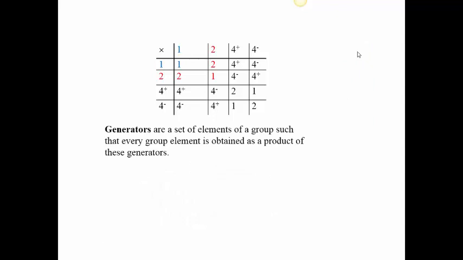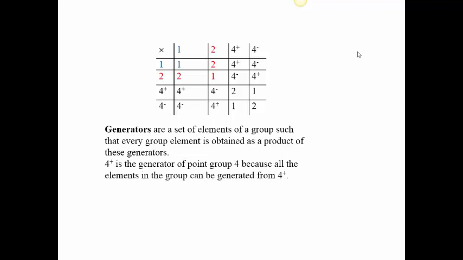Okay, generators are a series of elements of a group such that every group element is obtained as a product of these generators. We can have one or more generators. 4 plus is the generator of point group 4 because all the elements of the group can be generated from 4 plus. Thus 4 plus squared is 2, 4 plus cubed is 4 minus, and 4 plus to the 4th power is 1, and we've generated all 4 of our elements.